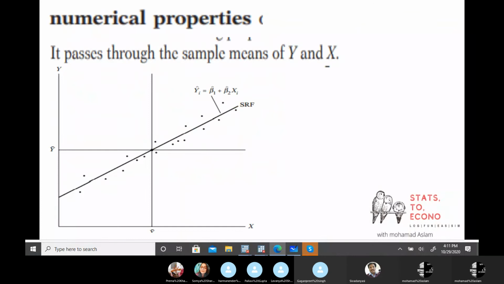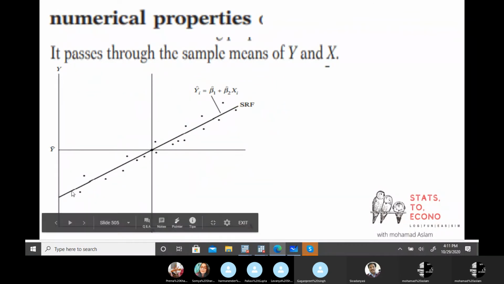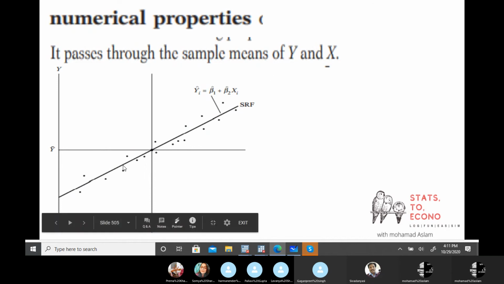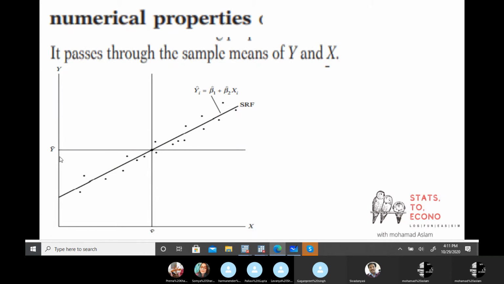Graphically, it means that the mean of this estimated y is here, and that's actually the mean of actual y as well. The mean of all these points on this regression line is equivalent to the mean of the actual y. This is only possible when this sample line passes through the means. But its theoretical meaning is that on an average, both are giving you the same results.